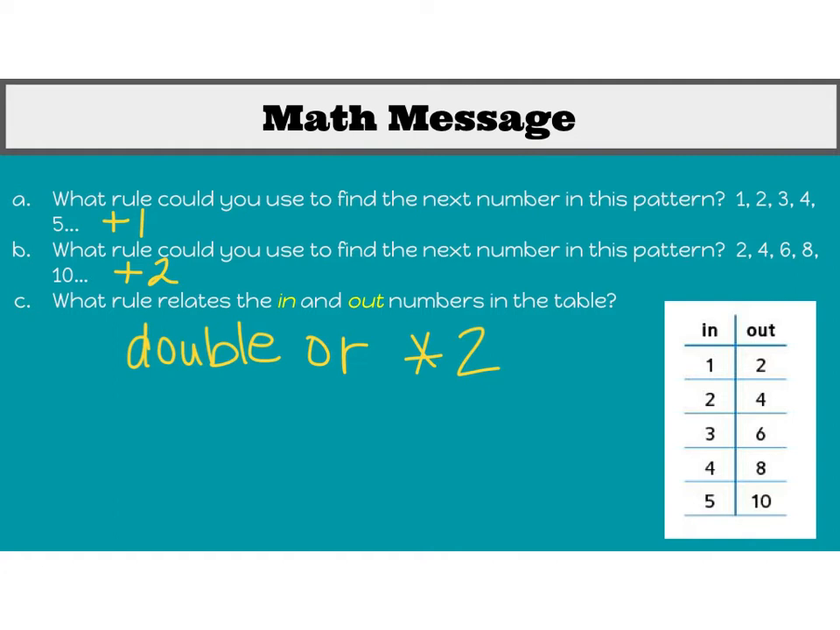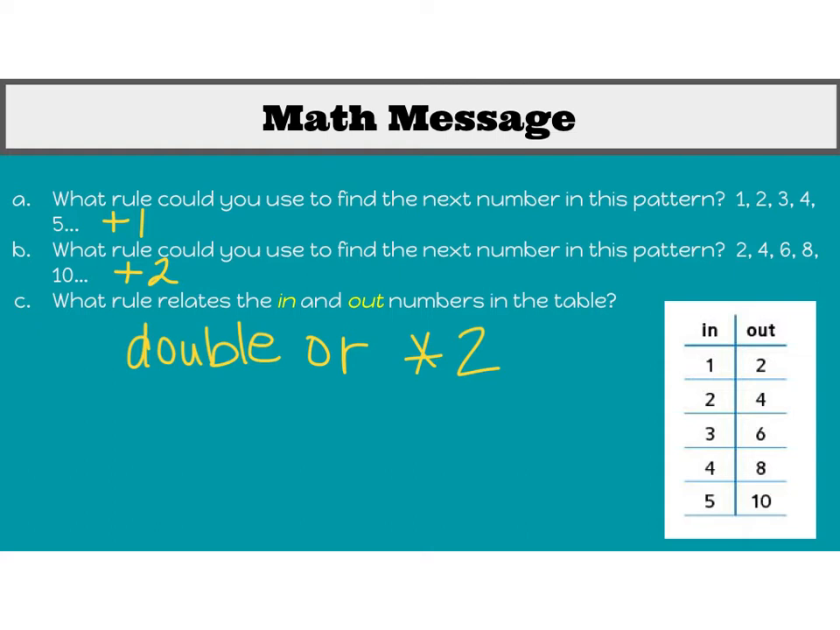Now, the difference between the two kinds of rules is that the sequences are used to generate a list of numbers. The rules that describe the in and out relationship are used to find an out number that goes with a given in number. I know that sounds a little bit confusing, but hopefully it will start to make more sense as we dive deeper into this lesson.